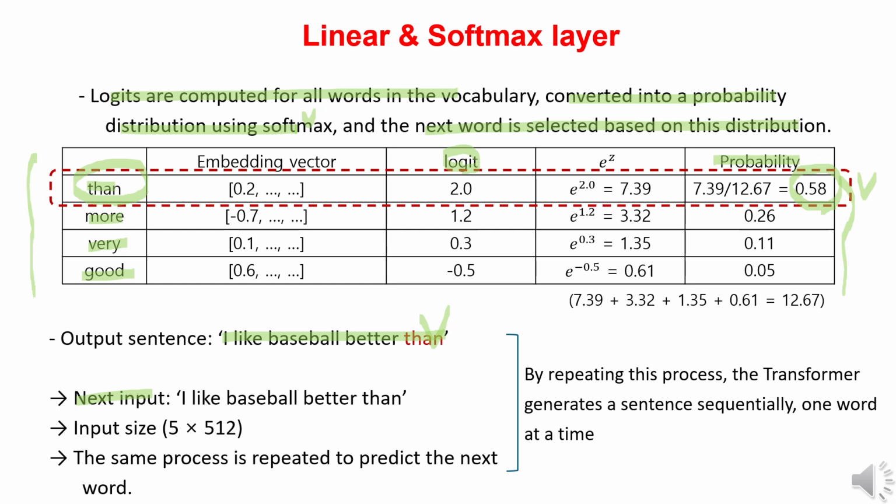In other words, the sentence, "I like baseball better than," is tokenized and embedded, resulting in an input of dimensionality 5 by 512, and the same encoder-decoder process is repeated to predict the next word. By repeating this process, the transformer generates a sentence sequentially, one word at a time.